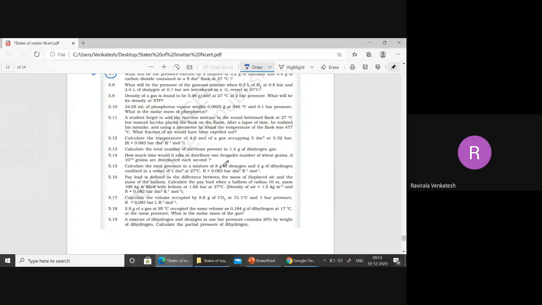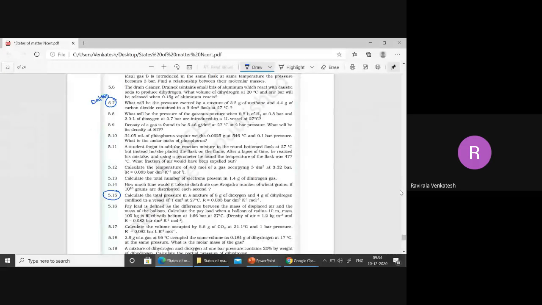Calculate the total pressure of a mixture of 8 grams of dioxygen and 4 grams of dihydrogen, and the volume is 1 decimeter cube. R value, same problem. 5.15 and 5.7, both are the same problems. It is not Dalton's formula. Don't take Dalton's. It is the ideal gas equation. So PV equals nRT formula we can take, but you have to calculate n here. So n is the number of moles of oxygen plus number of moles of hydrogen. Take this as homework for you.